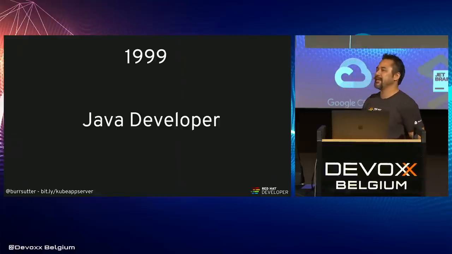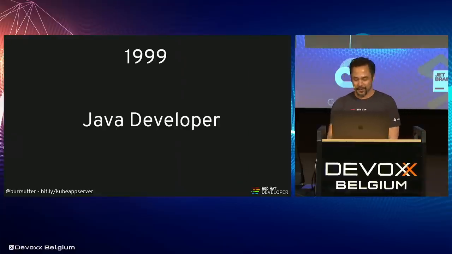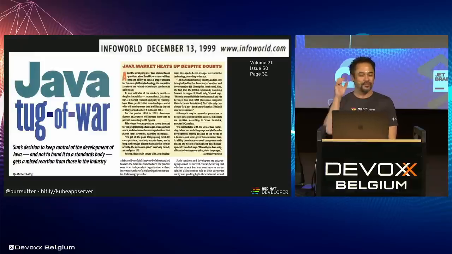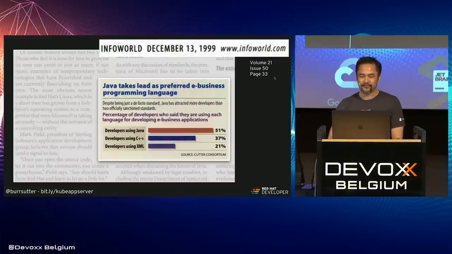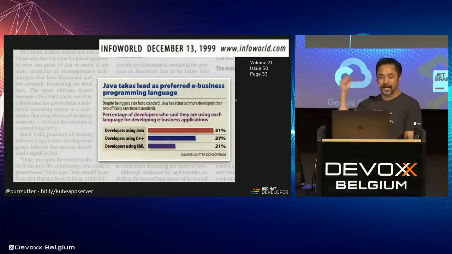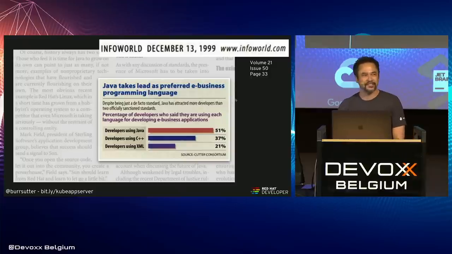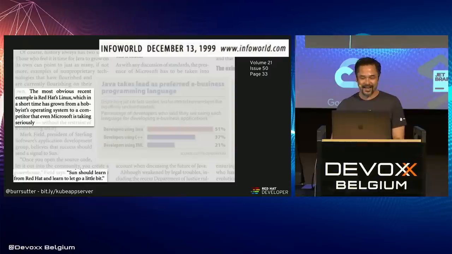So think about 1999 for a Java developer, all right? Java was in this kind of tug of war. It was kind of interesting. I found this on InfoWorld as I was trying to look back in time. The Java market was heating up. As a matter of fact, at that point in time, Java surpassed C++ as the language of choice. Now you have to think about the survey for a second and decide, where did XML come from, right? But that's okay. We surpassed C++ in 1999.